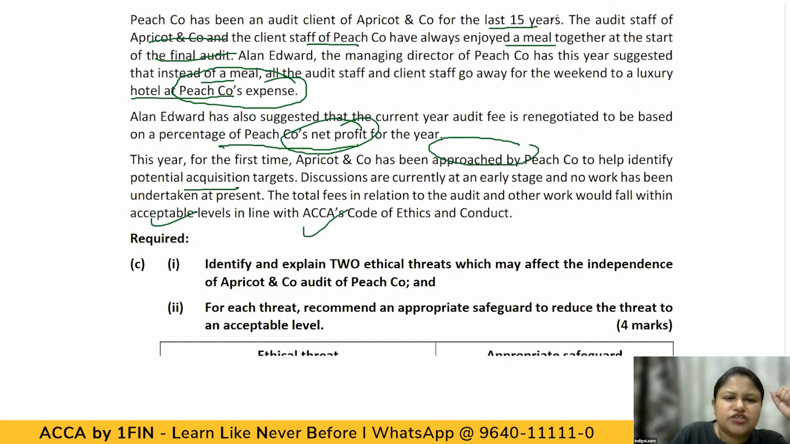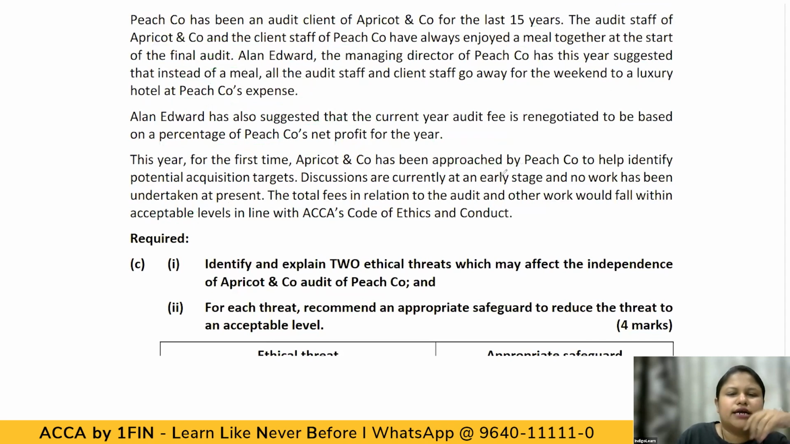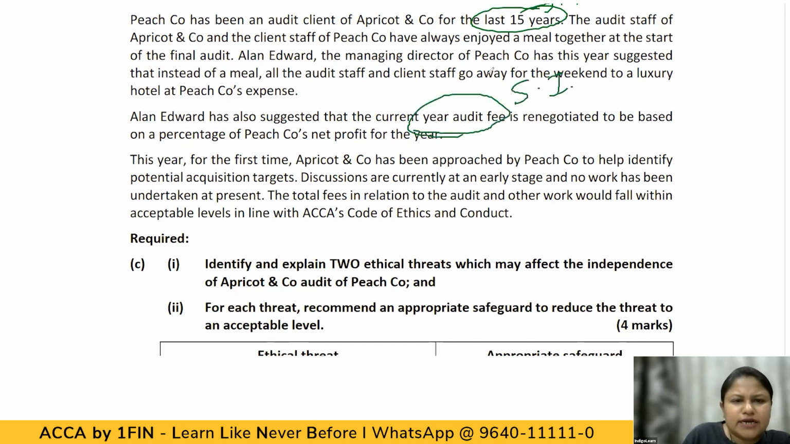Now they're asking the question: identify and explain two ethical threats which may affect the independence of Apricot's audit of each company. Very easy. 15 years itself says familiarity threat. Second, they're also talking about the audit fee, self-interest threat. One more threat if you want to pick up, again very easy.